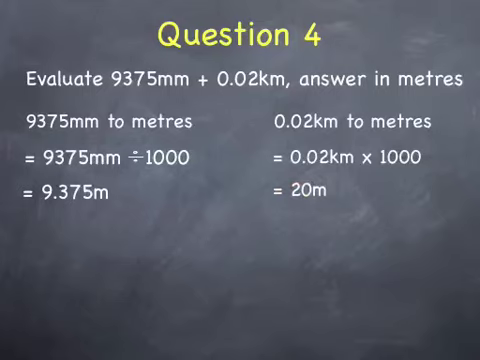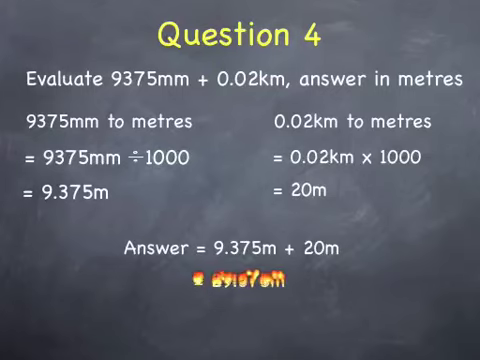So now that we've changed them both to metres, we can add them. So what we've got is 9.375 metres plus 20 metres. And the answer is 29.375 metres. Okay, so that's the final answer. And the word evaluate in that question just means to calculate or find the value of. So you just had to add the two numbers together after you converted them to metres.